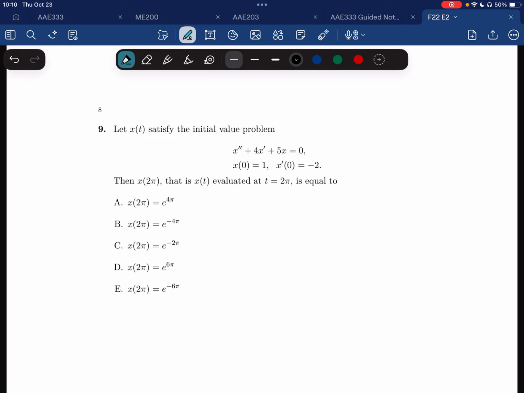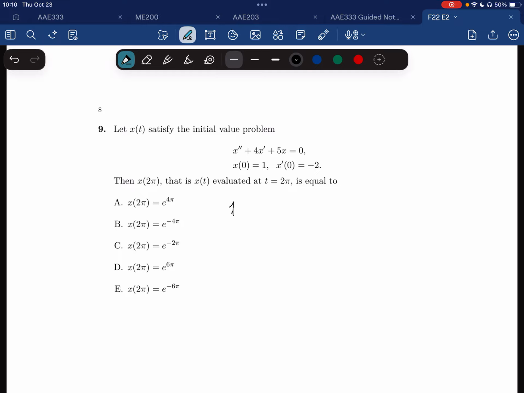Let x of t satisfy the initial value problem, x of 2 pi. Then x of 2 pi, that is x of t, is evaluated at t equals 2 pi. So they're asking us what is x of 2 pi, and to find x of 2 pi, we need to find x first.